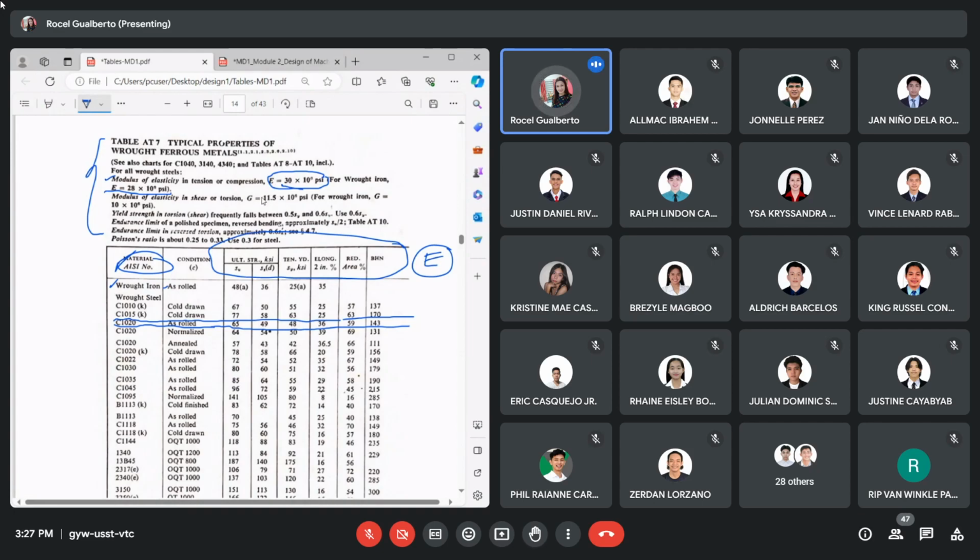Okay? Una po ay dun mismo sa linya ng material. Okay? Pag wala po doon, ano po sunod na titingnan, yung heading po ng table. Baka po sakali na doon po nakalagay yung value ng modulus of elasticity. Okay? Nasundan po ba? Hello?